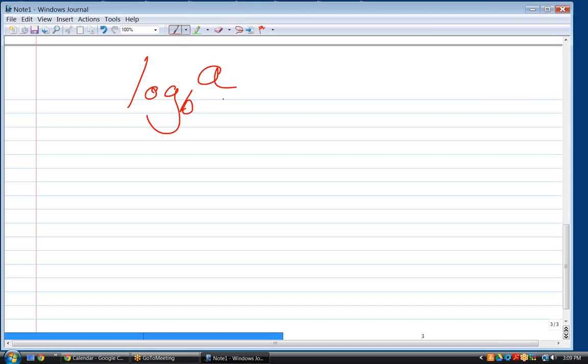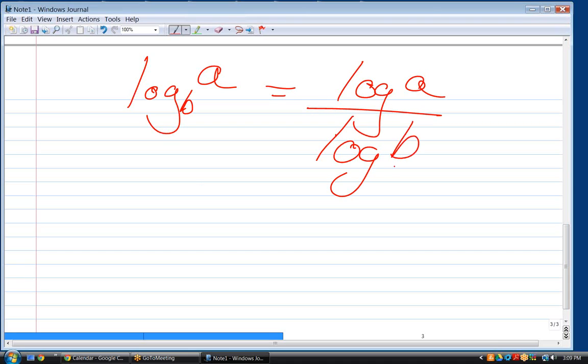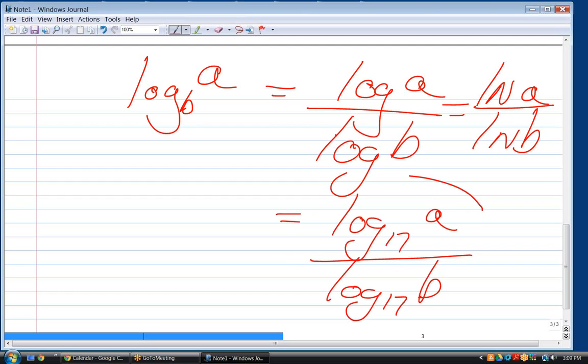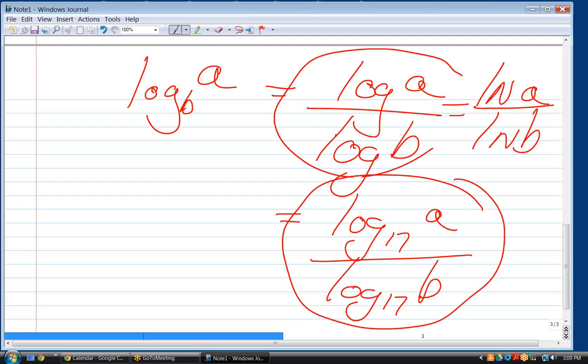The log of a base b is equal to the log of the higher number divided by the log of the lower number, which is equal to the natural log of the higher number divided by the natural log of the lower number, or the common log, or log base 17 of A over log base 17 of B. All of these ratios are the same.